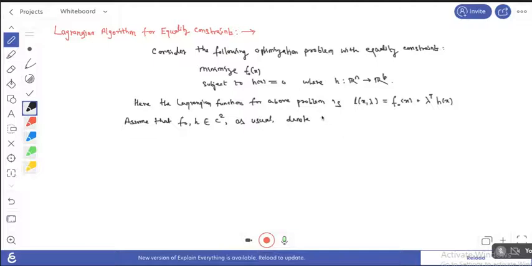And we denote the Hessian of the Lagrangian by capital L, that is capital L(x, lambda), and you know what the Hessian matrix is. Okay, so now here we have discussed the Lagrangian method. We now want to look at the Lagrangian algorithm.